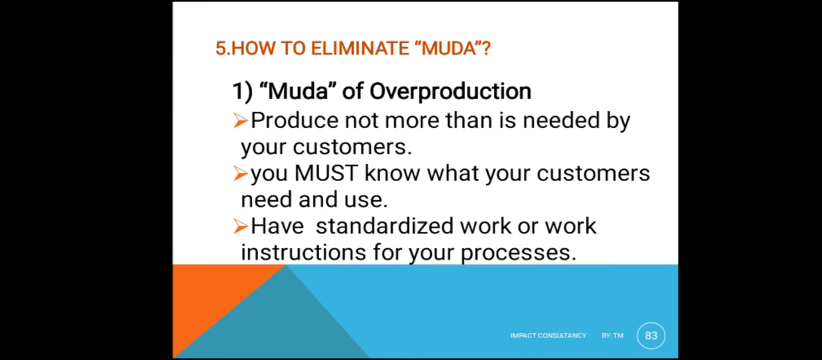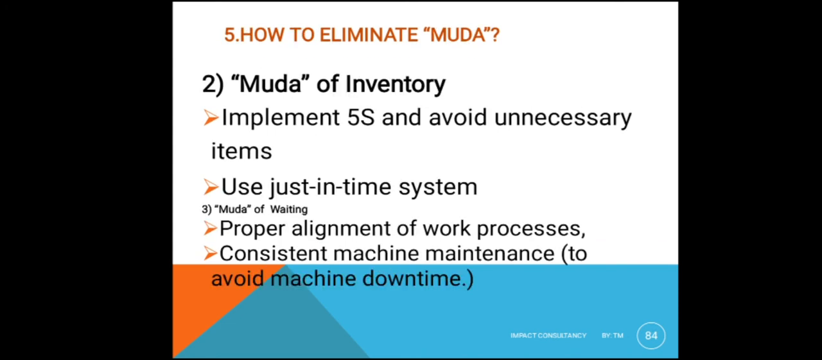Respect your customers' needs. You must know what your customers need and have standardized work or work instructions for your process, so that you will have no overproduction. And the second one, how to eliminate Muda of inventory, is implement 5S and avoid unnecessary items. Use just-in-time systems. Muda of waiting, the third part: proper alignment of work process, consistent machine maintenance to avoid machine downtime.